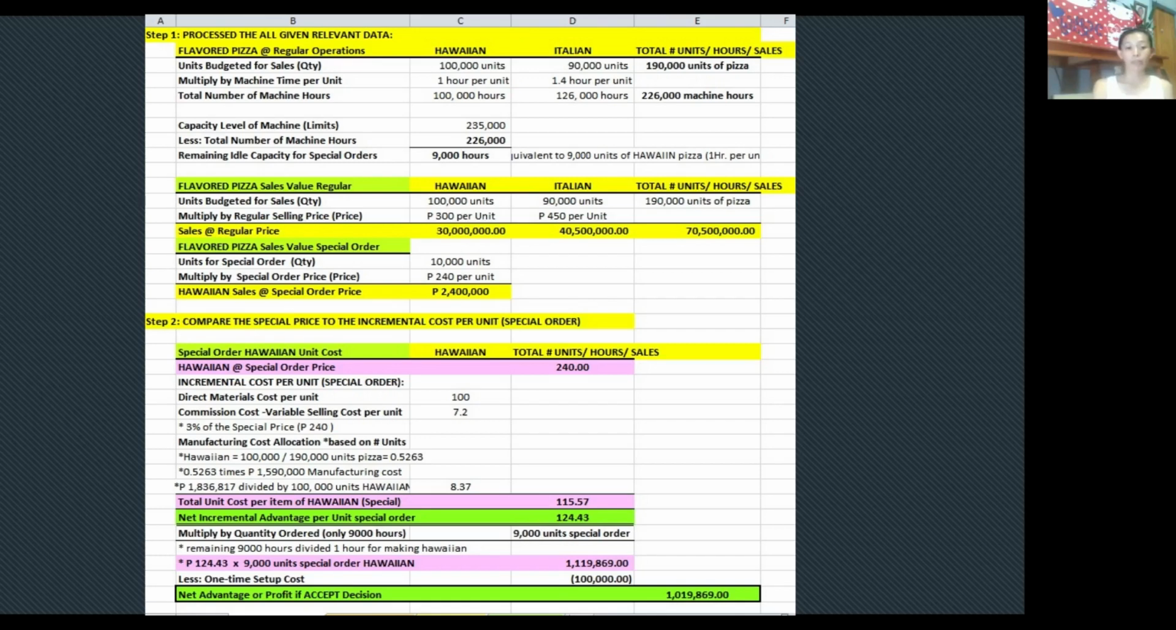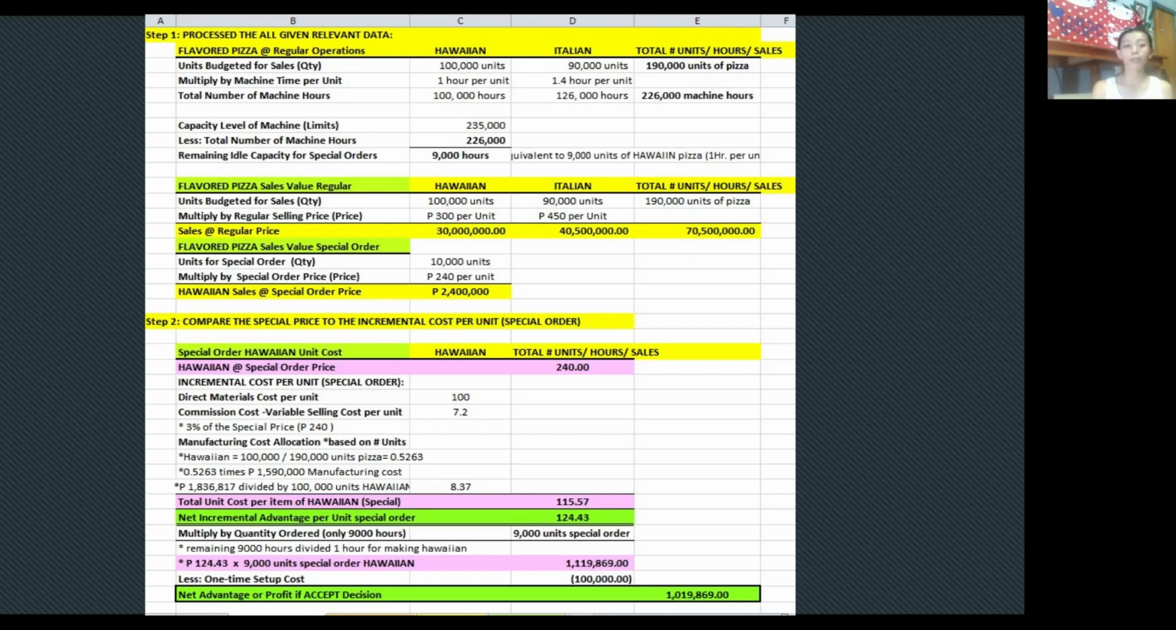And then here we calculate what if we accept the special order. The quantity of the special order is 10,000 units, and the special price offered is 240 per unit. So we have Hawaiian sales at special order price of 2,400,000 pesos if we will be accepting the 10,000 unit special order.